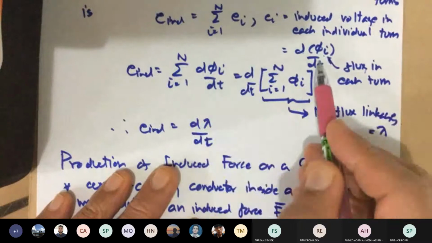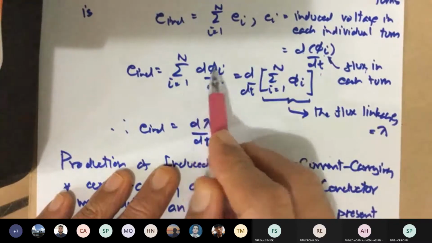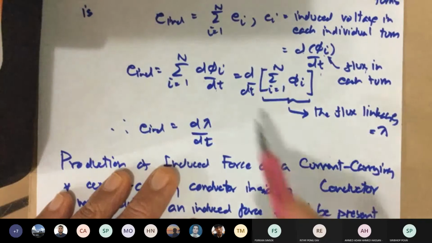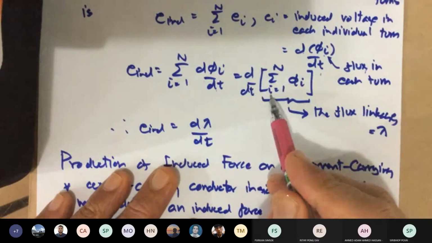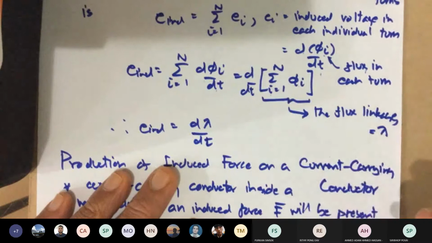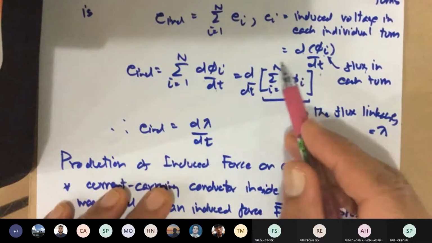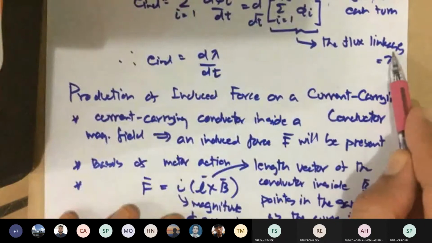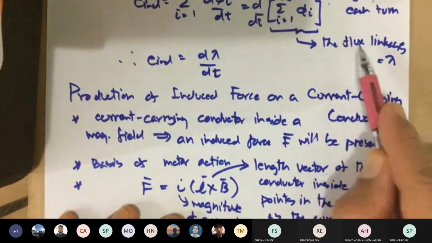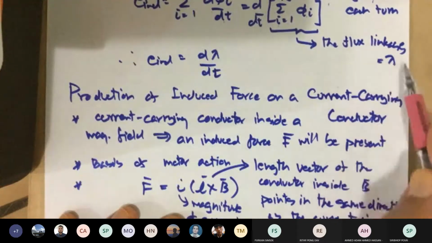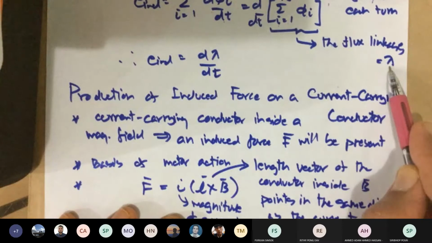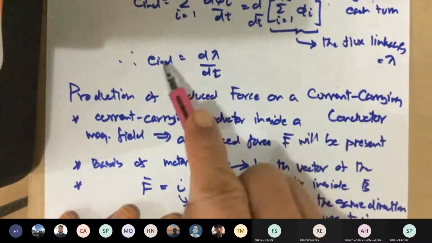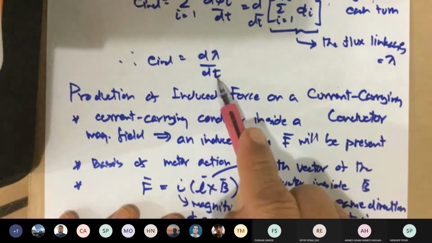Substitute that back into the summation, it becomes d phi_i by dt. Take the derivative out, so it becomes the derivative of the sum from i equals 1 to N of phi_i. We call this bracket the flux linkage, the linkage of all the fluxes, with the parameter lambda. So substitute lambda back, it becomes d lambda by dt.